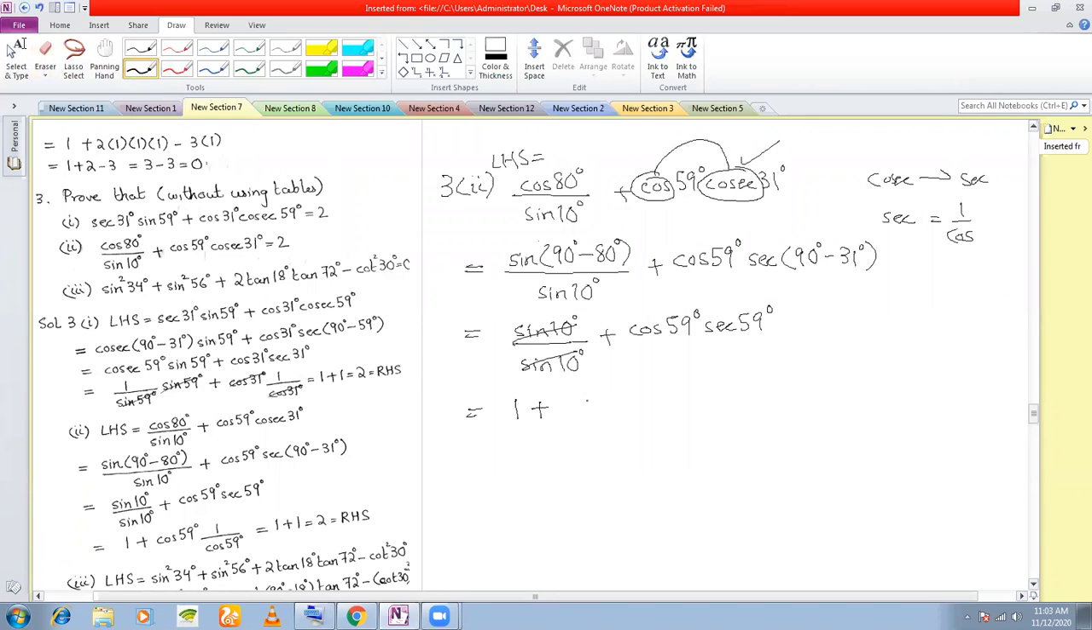Plus cos 59 you write as it is, and you know that sec is the reciprocal of cos, so you write this as cos 59 degree. So what happens? This and this cancel. You get 1 plus 1 equal to 2, equal to RHS. Hence proved. Okay. Let us do 3.